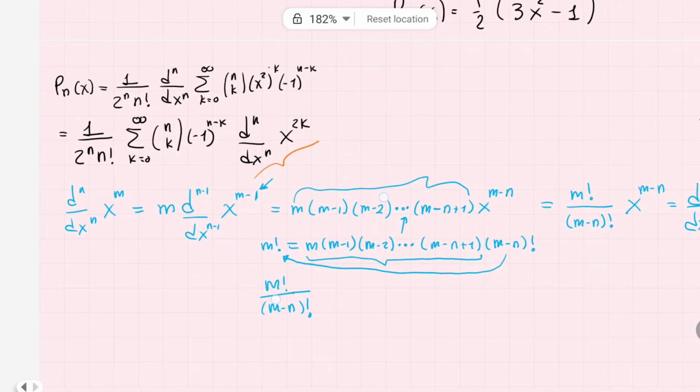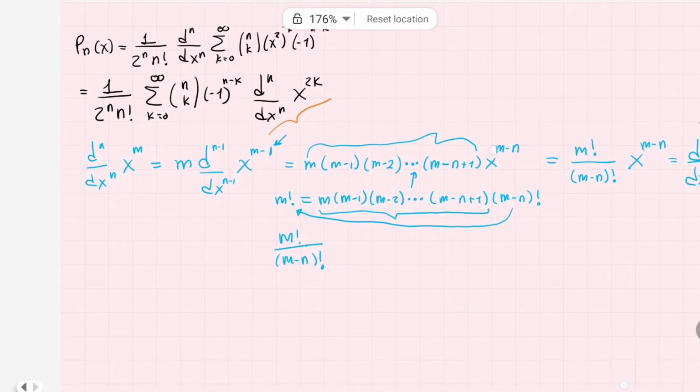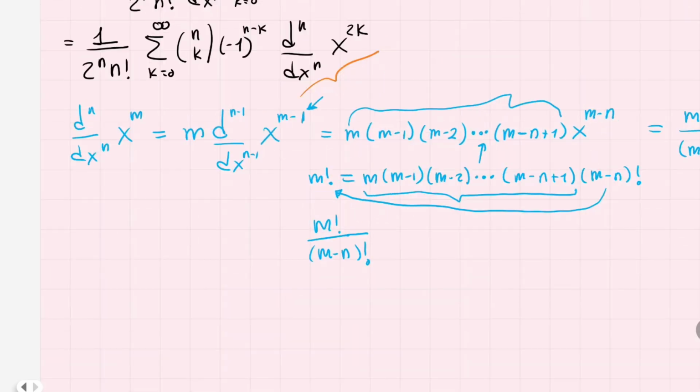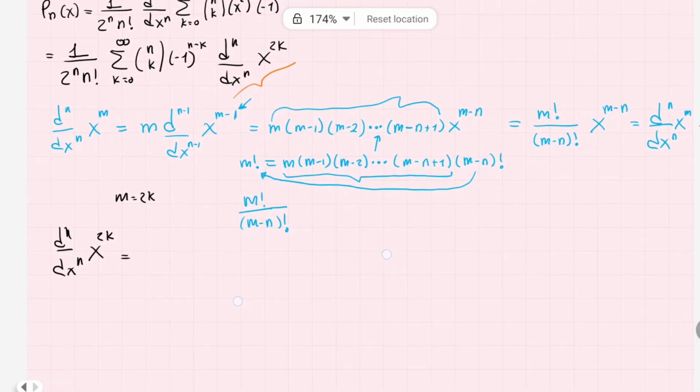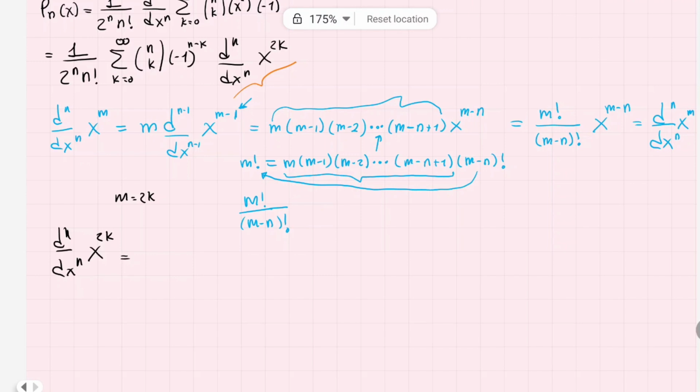Okay, so what happens if we apply this formula to what we have here? Okay, so the nth derivative with respect to x of x to the 2k, well, in this case m is equal to 2k, and we are going to use the formula that we found. Okay, so this will be 2k factorial over m, which is 2k, minus n factorial times x to the 2k minus n.